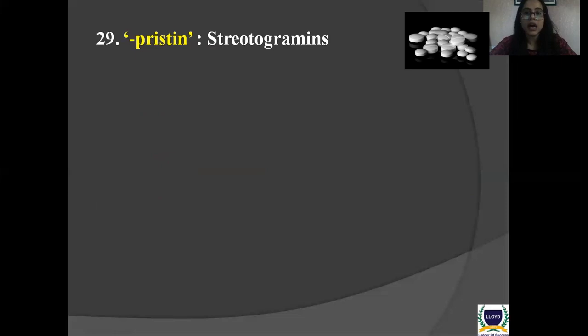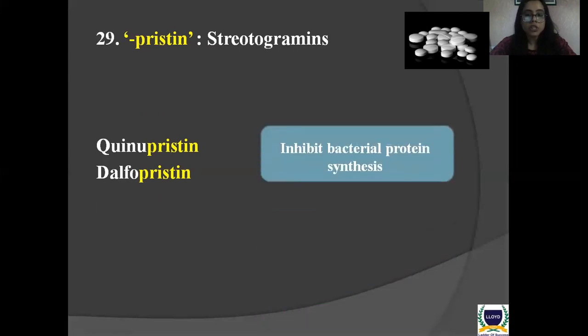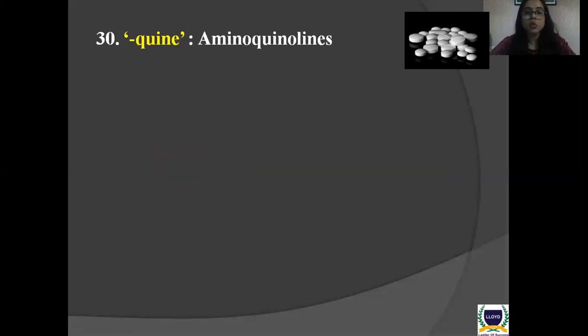Pristin indicates they are streptogramins, having drugs like quinupristin and dalfopristin, which inhibit bacterial protein synthesis. The suffix pristin is the same for both drugs. These drugs are also given in combination to treat bacterial infections. Our next suffix is quine.